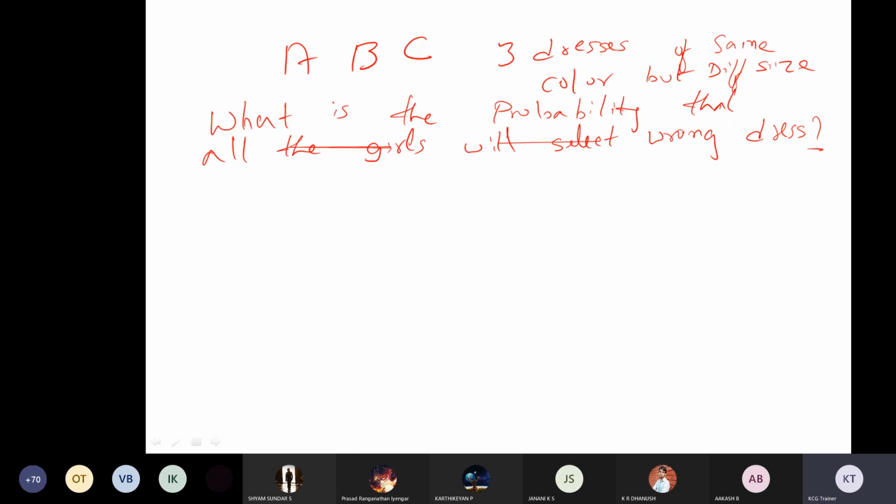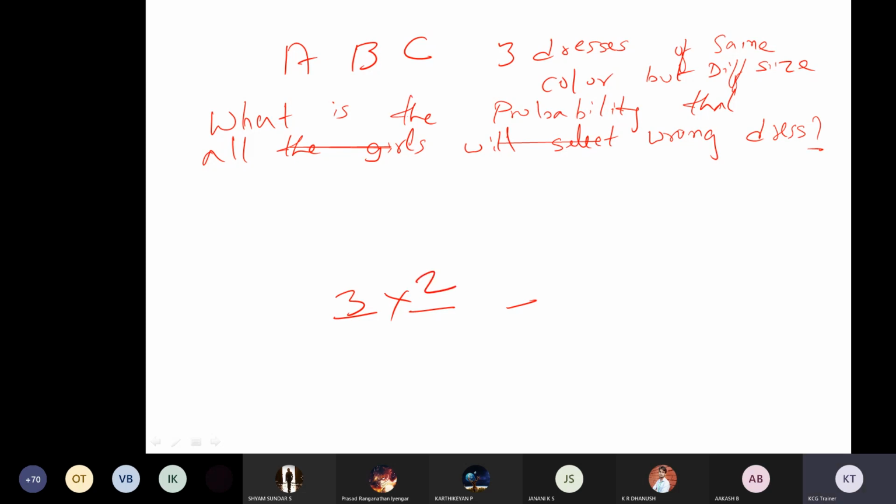First of all, find the total possibilities of distributing 3 dresses to 3 girls. The first girl can select a dress out of 3 possibilities. If she selects a dress, we are left with only 2 possibilities.